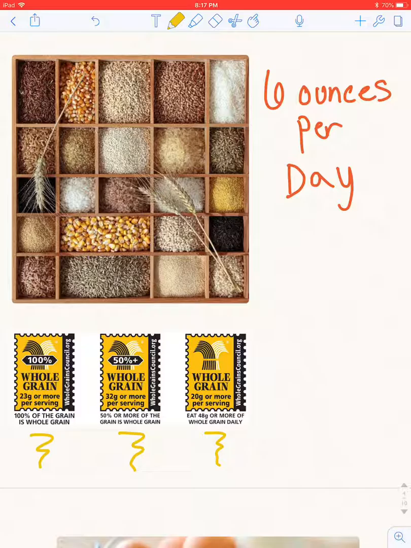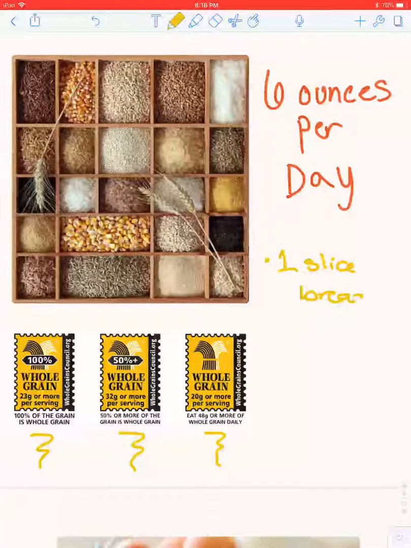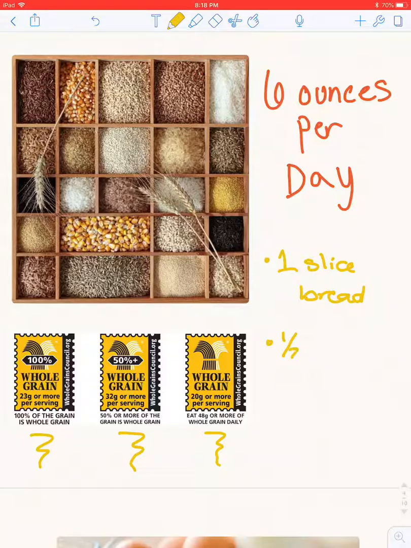I think it's sometimes hard to think of your grain consumption in ounces, so to make it easier, follow these guidelines. 1 slice of bread, or half a cup of cooked rice, pasta, or cereal would count as 1 ounce of grains. It's easy to forget that there are more kinds of whole grains aside from just whole wheat.